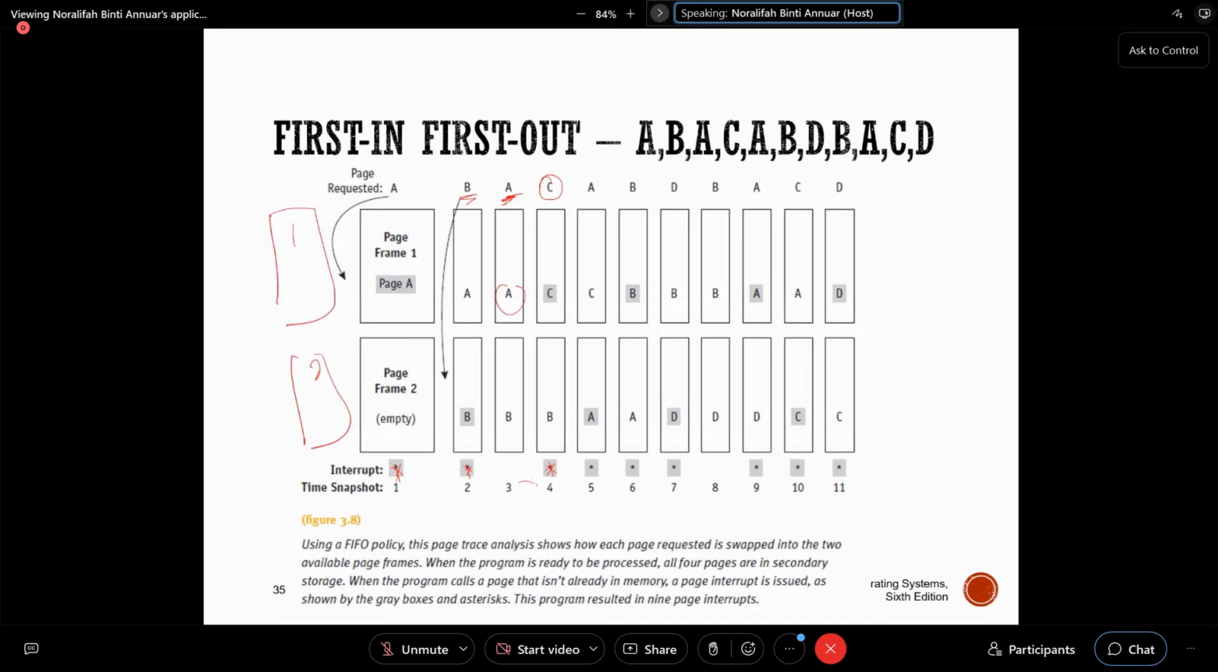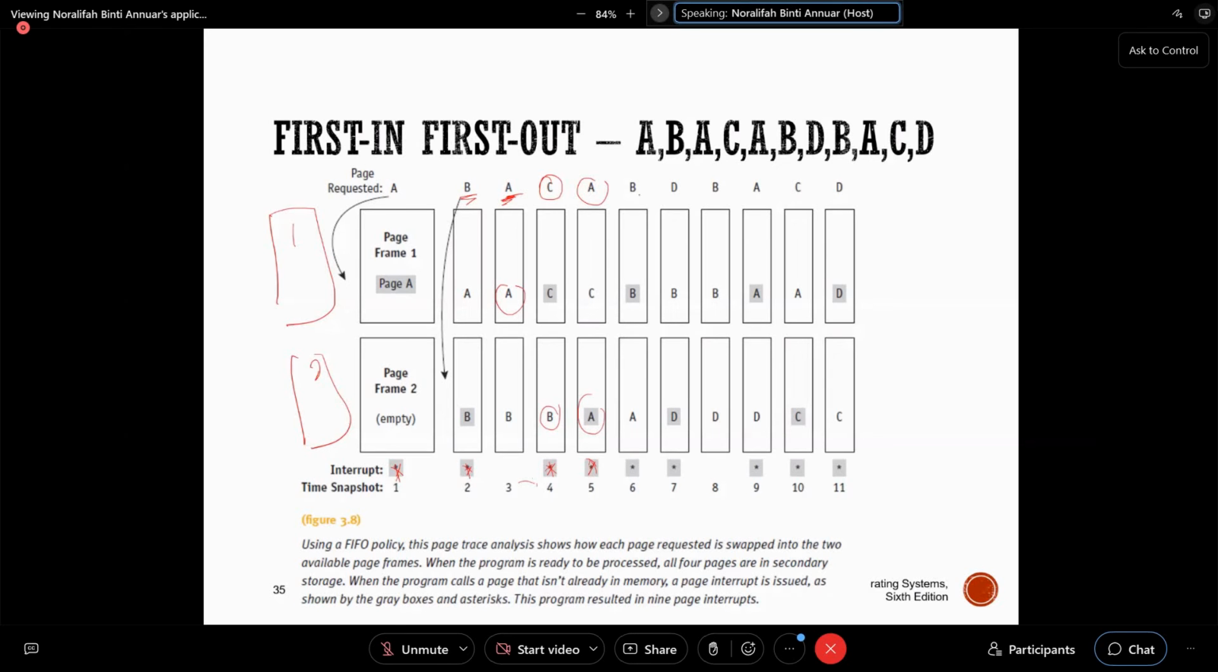Then A. After that it wants A again. To make room for A, you need to do a swap out. Which page needs to be swapped out? The longest inside the memory. So it will be B, to make room for A. So it's a miss. Why is it a miss? Because A is not inside the memory when requested.